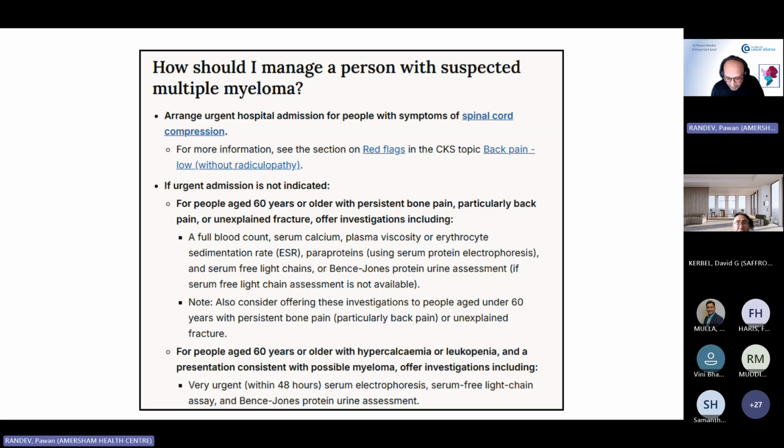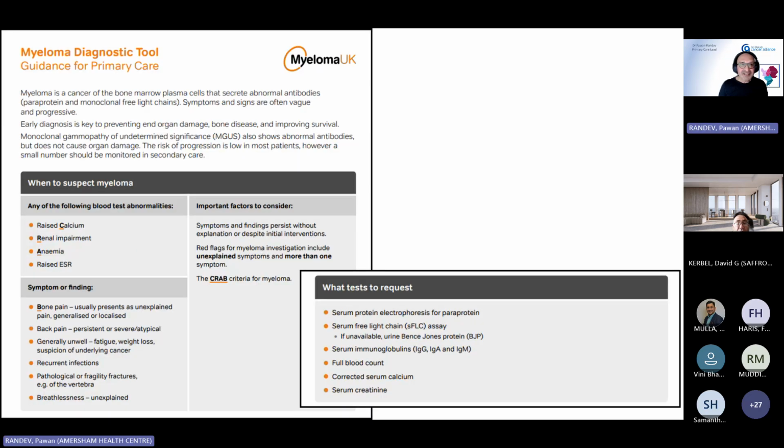So what tests should we consider? And I found that Myeloma UK has actually got probably one of the clearest explanations of what we do and why. And they talk about the CRAB criteria for myeloma. And so they're talking about raised calcium, renal impairment, anemia, and bone pain as being one of the major symptoms for patients who might have this. But also remember fatigue, weight loss, recurrent infections, and even shortness of breath.